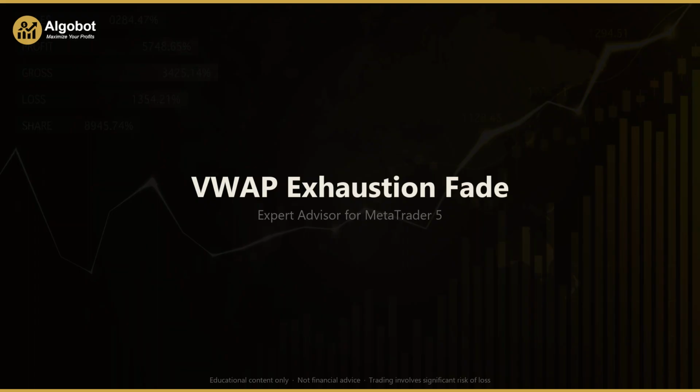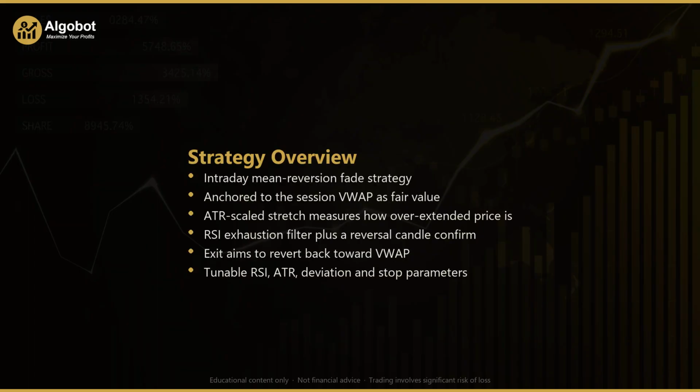Let's get into it. Let's start with the big picture. VWAP Exhaustion Fade is an intraday mean reversion strategy. The core idea is that within a single trading session, price tends to be pulled back toward its volume-weighted average price, often shortened to VWAP. VWAP is widely watched as an institutional fair value benchmark, so when price drifts far away from it, that stretch frequently snaps back over the course of the day.